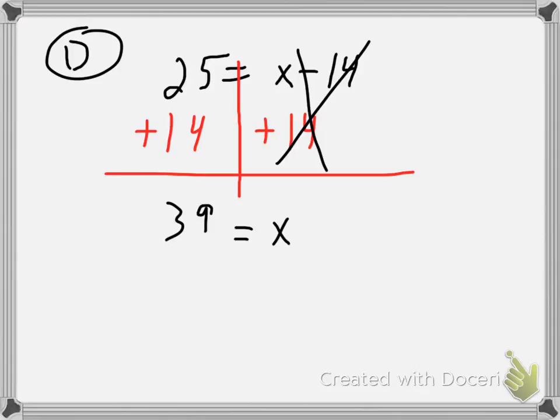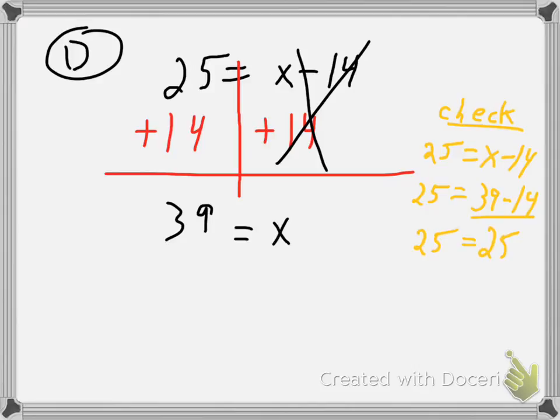would be 39. Now to go through, again, I should be checking this to make sure I am correct. 25 equals x minus 14. Plug in my x is 39. And now we need to actually do the math. 39 minus 14 is 25. Does 25 equal 25? Yes, so that's the correct answer.